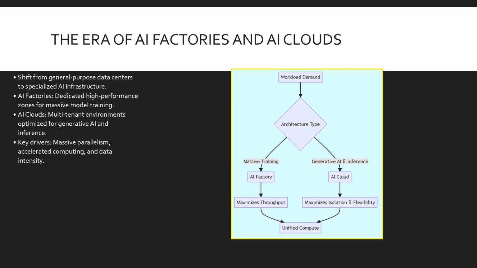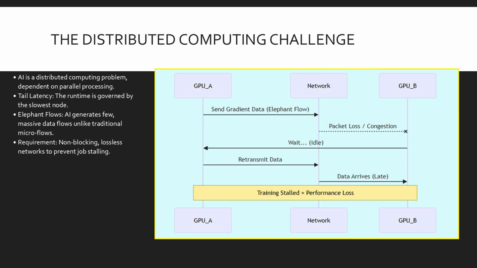We start with the workload demand at the top. This flows into our decision point, architecture type. If your goal is massive model training, you branch to the AI factory node, which focuses on maximizing throughput, essentially ensuring all GPUs work continuously. If your goal is serving diverse users, you branch to AI cloud, where the focus shifts to maximizing performance isolation and flexibility. Both paths ultimately converge on unified compute, meaning, regardless of the path, the underlying infrastructure must support accelerated computing.